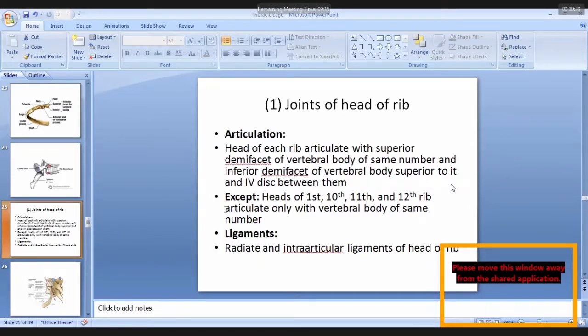The ligaments associated with the joints of the head of ribs, there are two types of ligaments, the radiate ligament and intra-articular ligaments.